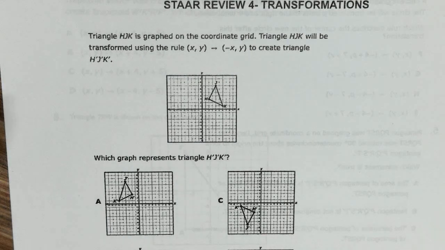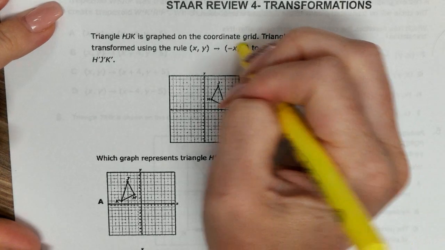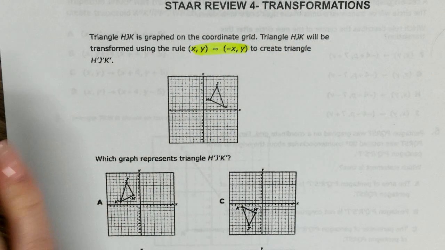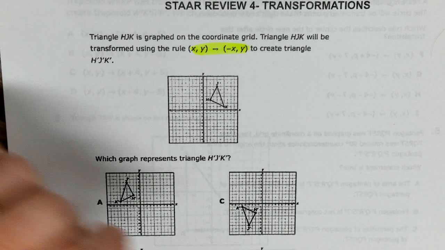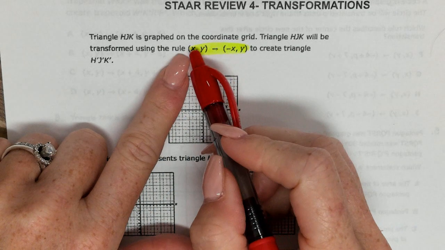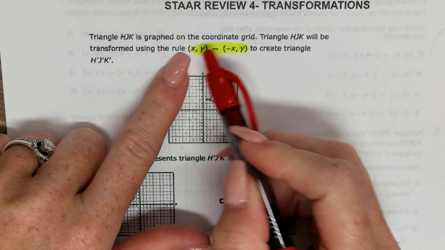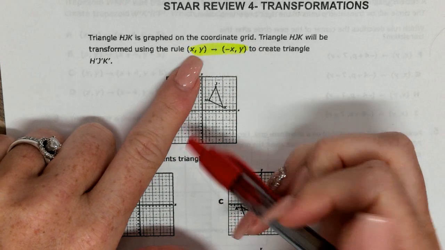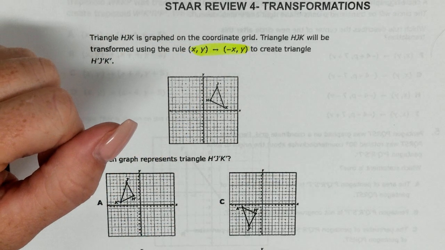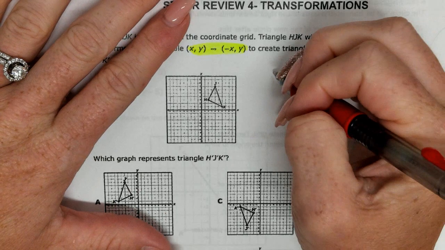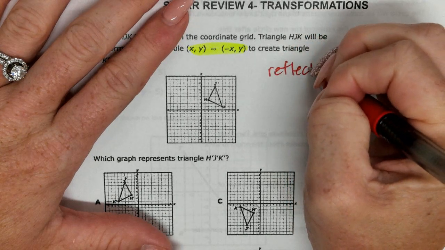One triangle HJK is graphed. It is going to be transformed using this rule. So this time they gave you the rule. So everybody look, what happened? The x became opposite and the y stayed the same. The x became opposite. That is a reflection across what?